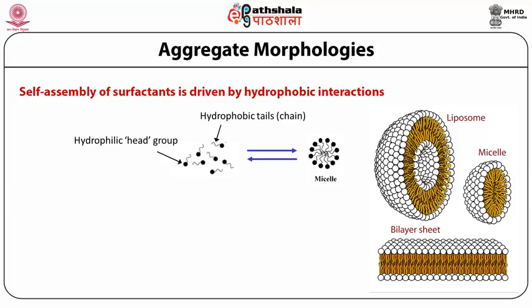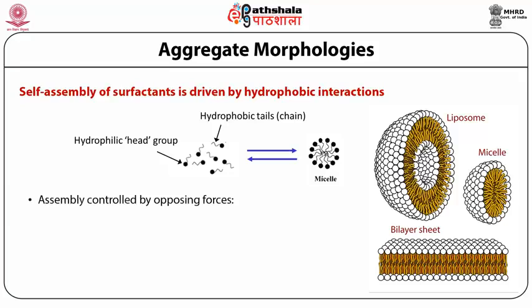Or it can also form worm-like micelles. So spherical micelles can also become rod-like, worm-like micelles, or the planar bilayer might get folded into a vesicle-like structure, or it can form inverted structures. So there are different aggregate morphologies.